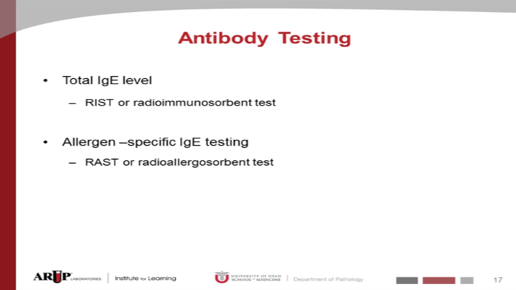Now we don't use radioactivity as a laboratory technology much anymore. So both of these tests are done by enzyme immunoassays or FEIA, fluorescent enzyme immunoassays, or by chemiluminescent assays. But the traditional terms still stick.